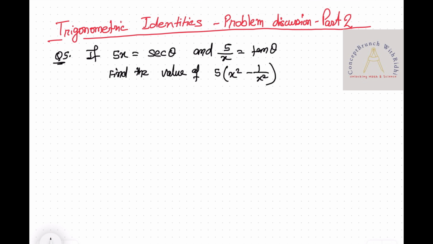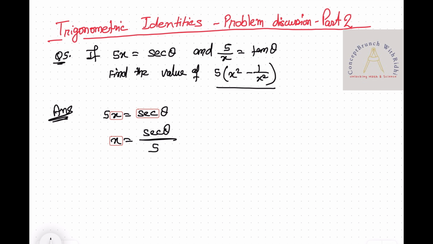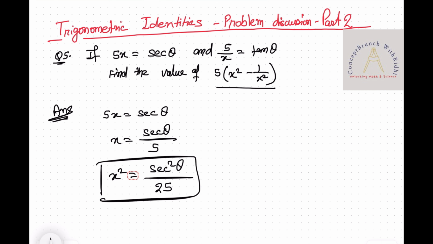In this question, we have to find out this value, correct? Let's find out this value. So what is given for us? 5x is equal to secant theta, right? So can we write x is equal to secant theta divided by 5. What is the value of x squared then? It will be secant squared theta divided by 25, correct? We can write this thing.